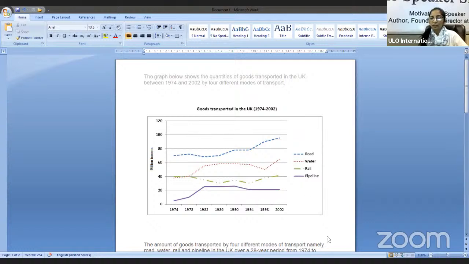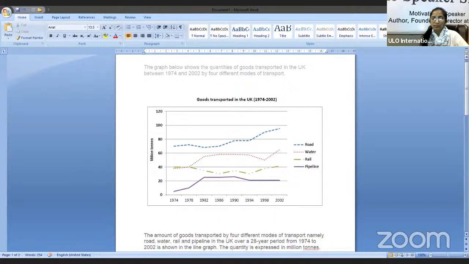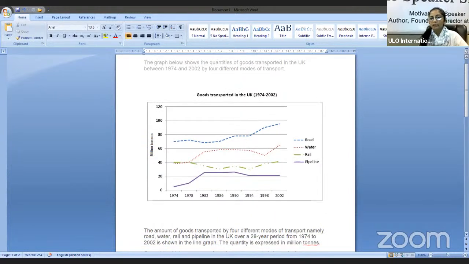And here we are going to write an introduction, a perfect introduction for this task. We can write quantities as amount of goods transported by four different modes of transport, namely road, water, rail, and pipeline, in the UK over a 28-year period. That means from 1974 to 2002 is 28 years. Over a 28-year period from 1974 to 2002, it is shown in the line graph.